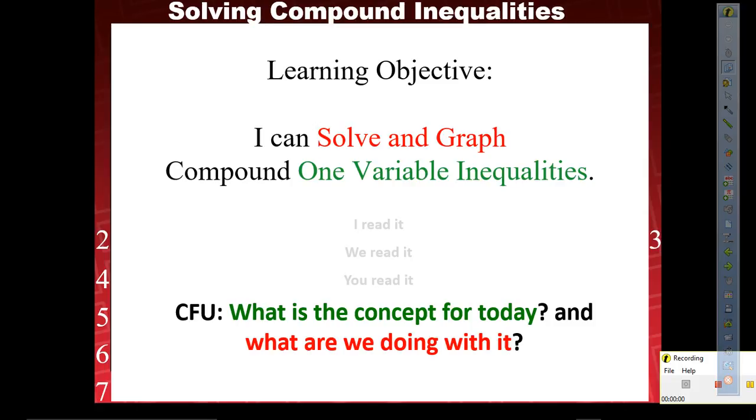Our objective for today: I can solve and graph compound one variable inequalities. Let's read together. 1, 2, 3. I can solve and graph compound one variable inequalities.